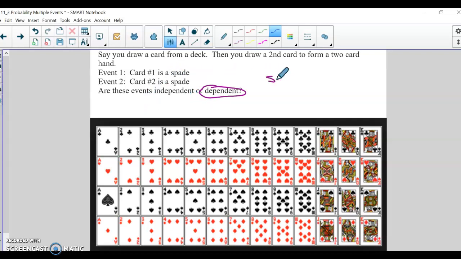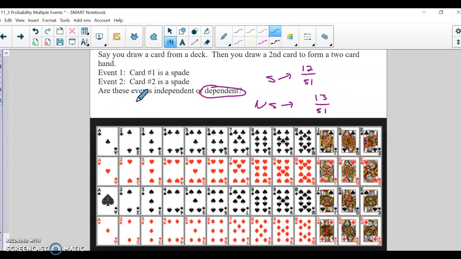If you get a spade on the first card, then your chances of getting a spade on the second card are only 12 spades left out of 51 total cards. And if you don't get a spade on your first card, then your chance the second one is a spade is 13 out of 51. There's 51 left, but 13 spades remain.